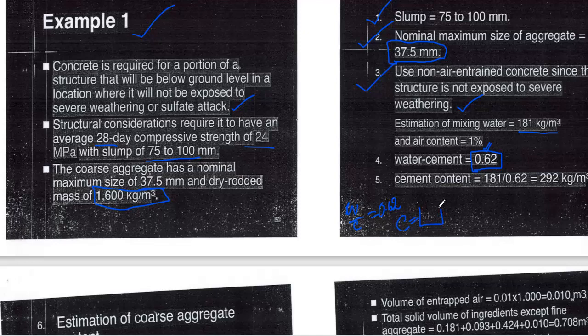Are you getting my concept? So you can calculate the cement. So how much did you calculate? 292 kg per meter cube. So you calculated the water, you calculated the cement till now. So that is what you calculated for 1 cubic meter.